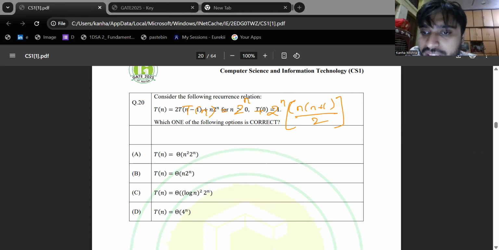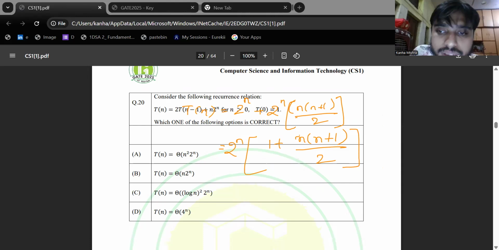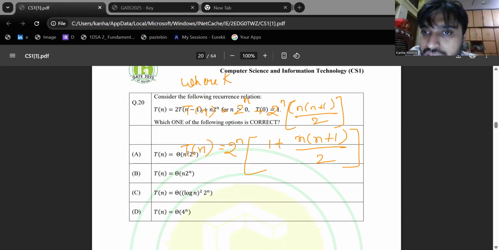Taking common 2 to the power n is equal to 2 to the power n. We take common 1 plus n into n plus 1 by 2. This is what T of n is coming up to when I am writing again when k is equal to n. In that case, I'm only talking about it because let's try for the biggest value of k in order to get the answer. So this is what it comes to.